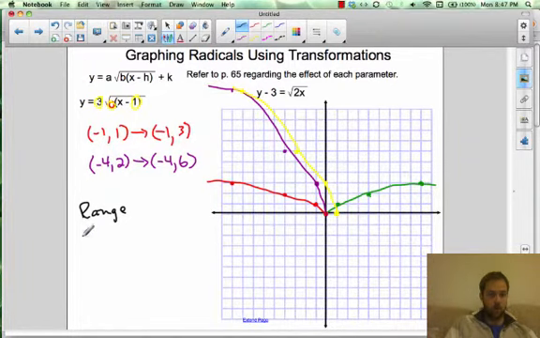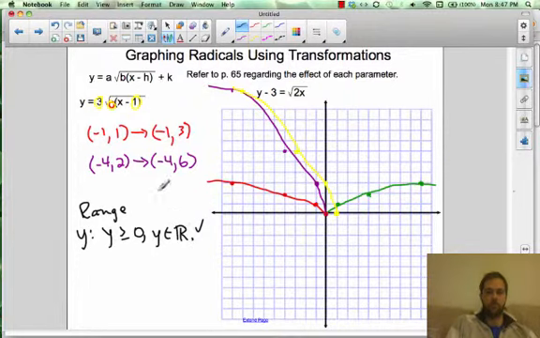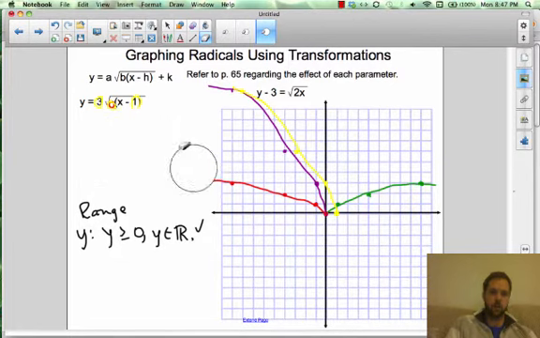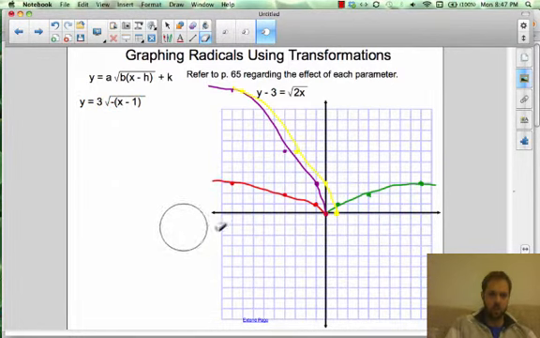Okay, so our range is y such that y is greater than or equal to 0 and y is an element of the reals. And we're done. Awesome. So let's move on to the last function we're going to look at for today.